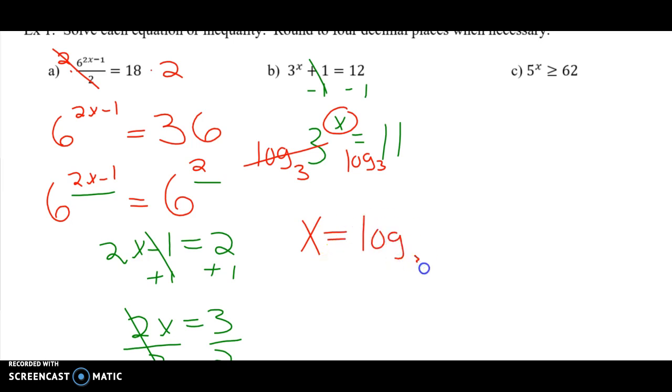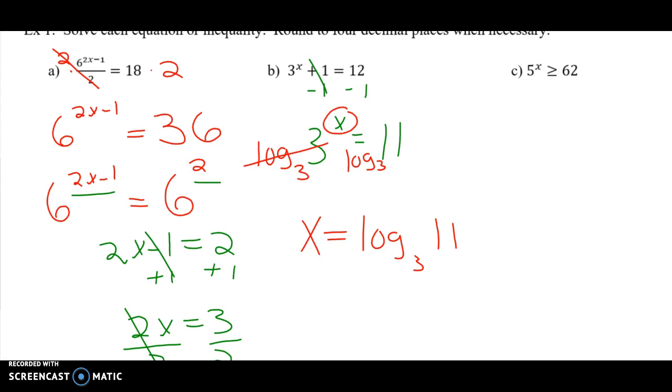Now for some reason everyone always forgets to log the right side. They cancel the left side and then they just say x is 11. I don't know why it is. With logs, we just forget. Like if you multiply both sides by 2, we're fine. Or if we add 1 to both sides we're usually fine. But for some reason, when we log, people forget to log the other side. So this is log base 3 of 11.